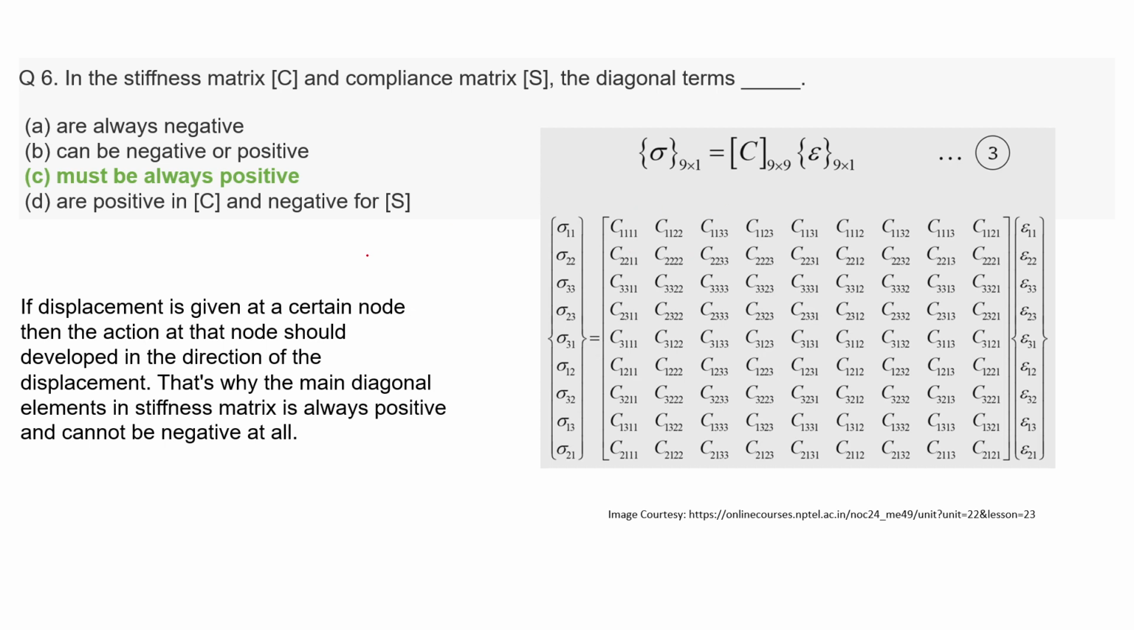So if displacement is given at a certain node, then the action at that node should develop in the direction of that displacement. That is why the diagonal elements in the stiffness matrix will always be positive and cannot be negative at all. So option C is the answer.